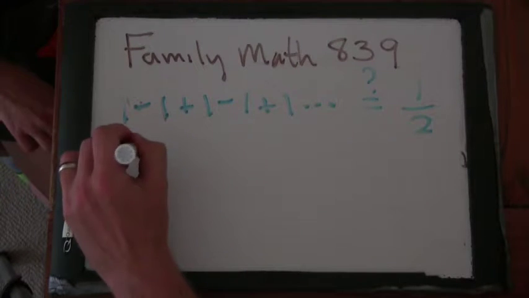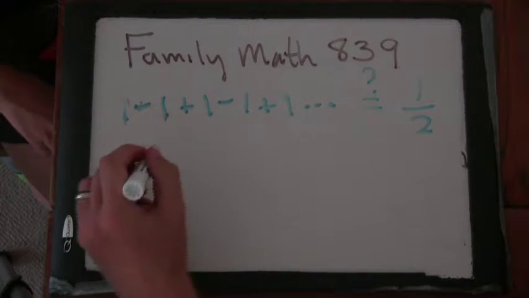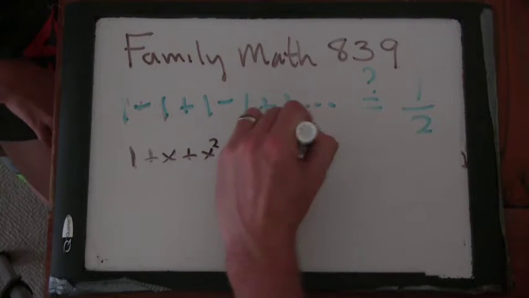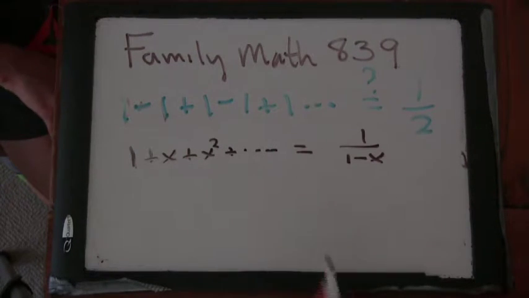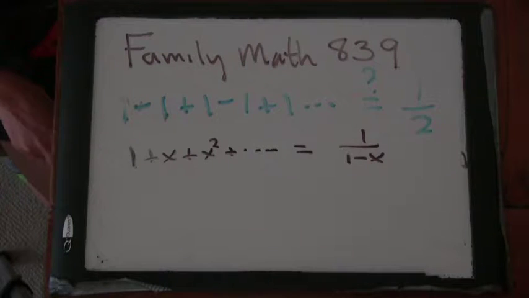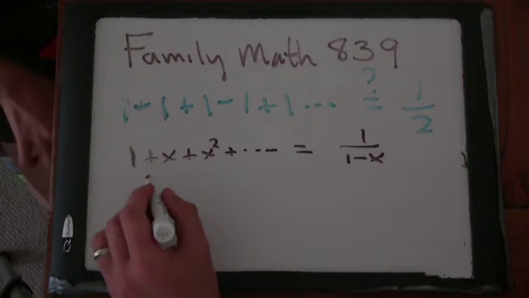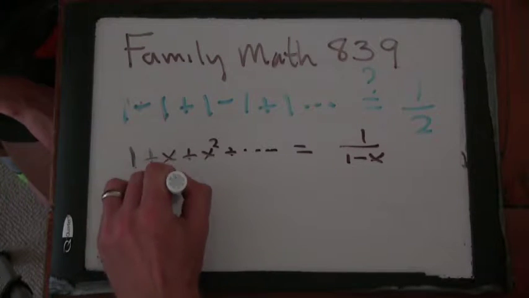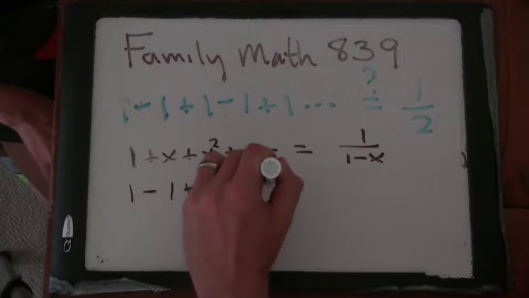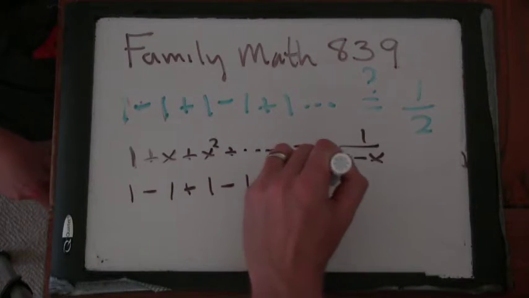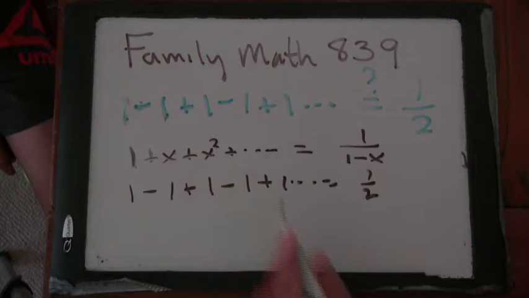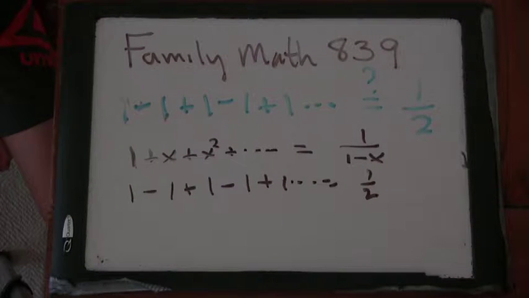And then a common thing you've definitely seen, and will probably see later: 1 plus x plus x squared plus dot dot dot equals 1 over 1 minus x, this series. You can see if we set x equal to minus 1, we'd get 1 minus 1 plus 1 minus 1 plus 1, dot dot dot, and that would equal a half. So maybe somehow that makes sense.